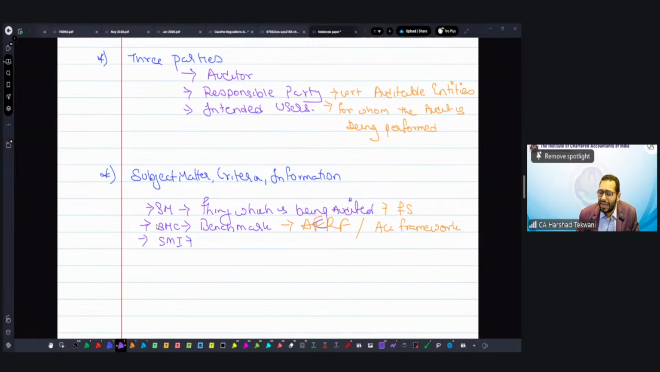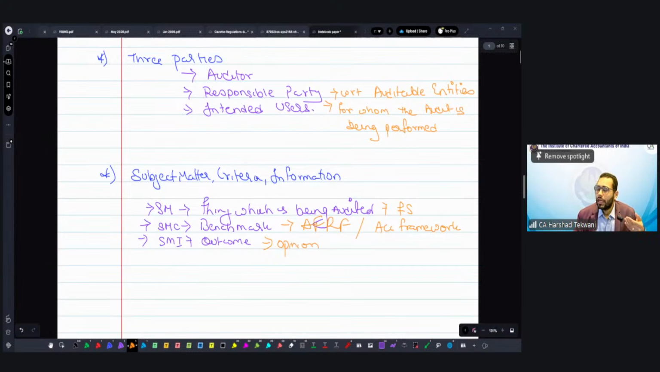Subject matter information, quickly. What is subject matter information? Outcome? Yes, outcome. In case of a financial statements audit, what is the outcome? What do you call the outcome of the audit of a financial statement? Very good. Yes, opinion. So that is the subject matter information, the outcome, the opinion on the financial statement.